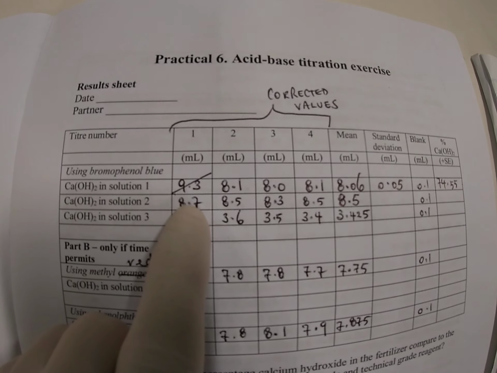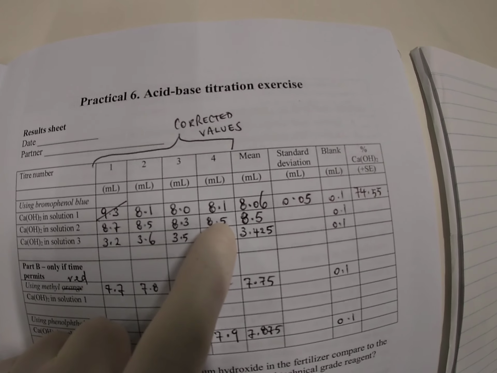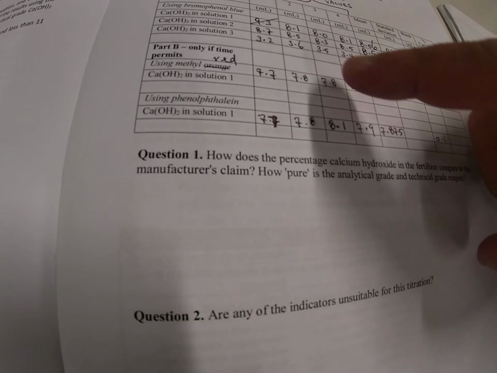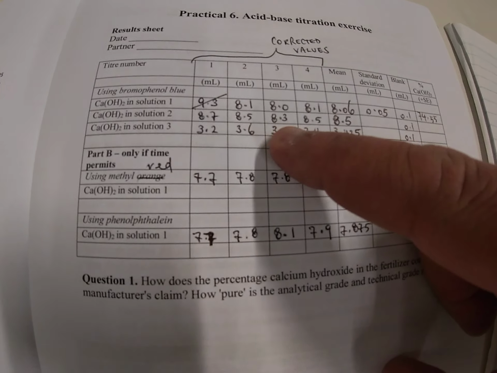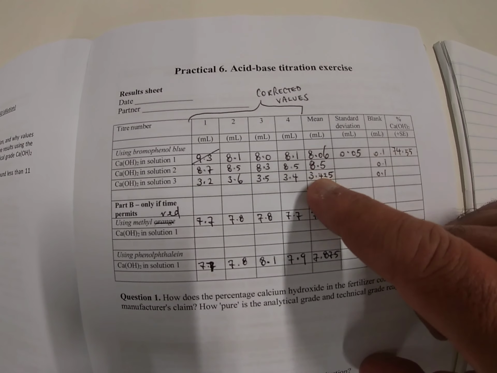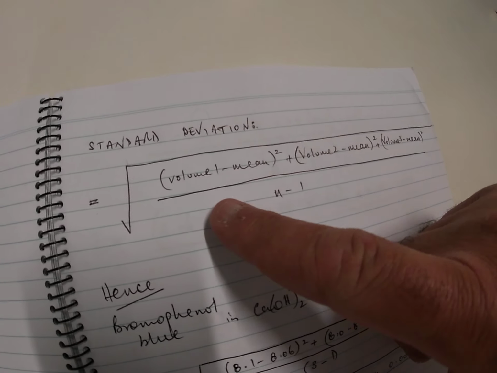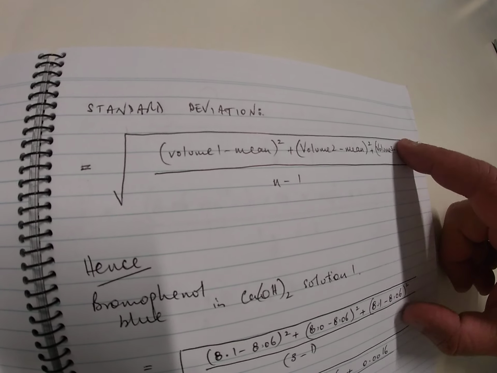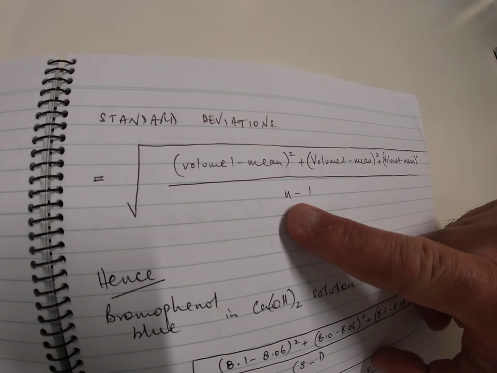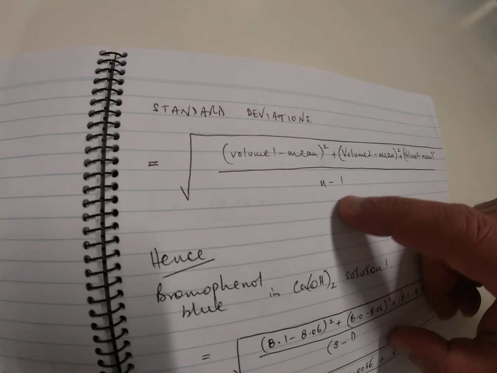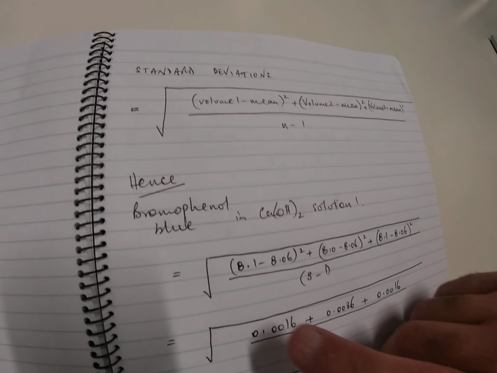So let's use, say, calcium hydroxide solution number 2. You'd include 8.7, 8.5, 8.3 and 8.5, and the mean of those values is 8.5. So let's go back to here. All those numbers that have been squared are then divided by n, which is the number of samples, minus 1, and then you get the square root of that total for the final value.